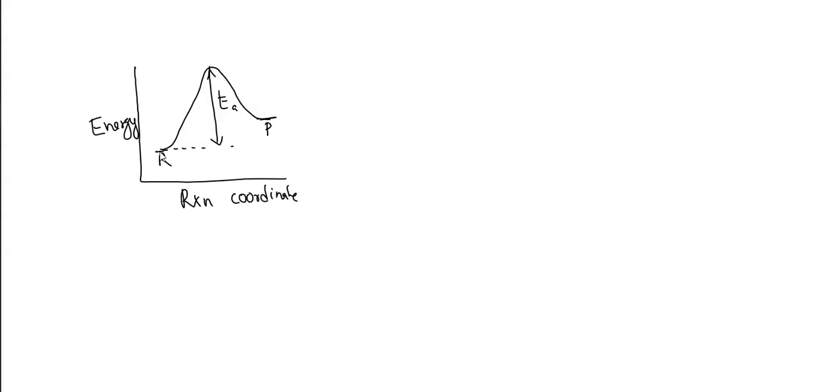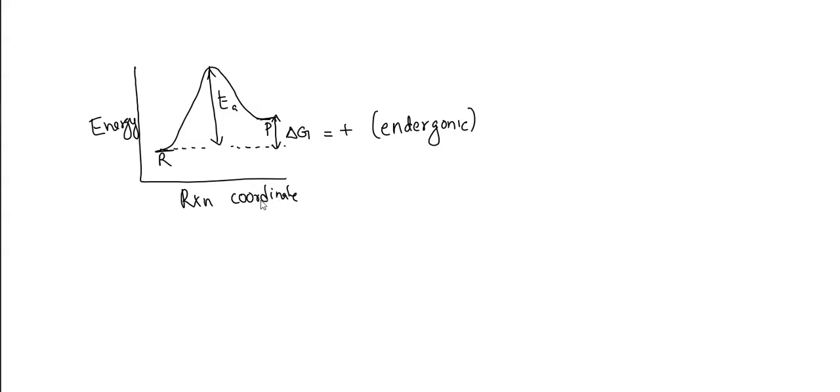Now what does it tell about what type of reaction we have? We'll see that the EA is quite large, so it should be a slow reaction, and also the difference in energy between the reactants and products, which is again delta G, is a positive quantity. So these types of reactions are called endergonic reactions.